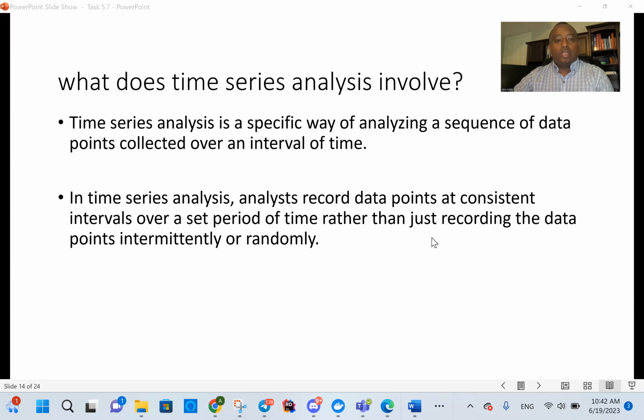Another point here is that time series analysis is a specific way of analyzing a sequence of data points collected over an interval of time. In time series analysis, analysts record data points at consistent intervals over a set period of time, rather than just recording the data points intermittently or randomly. We're going to have a trend to establish and follow that trend accordingly.